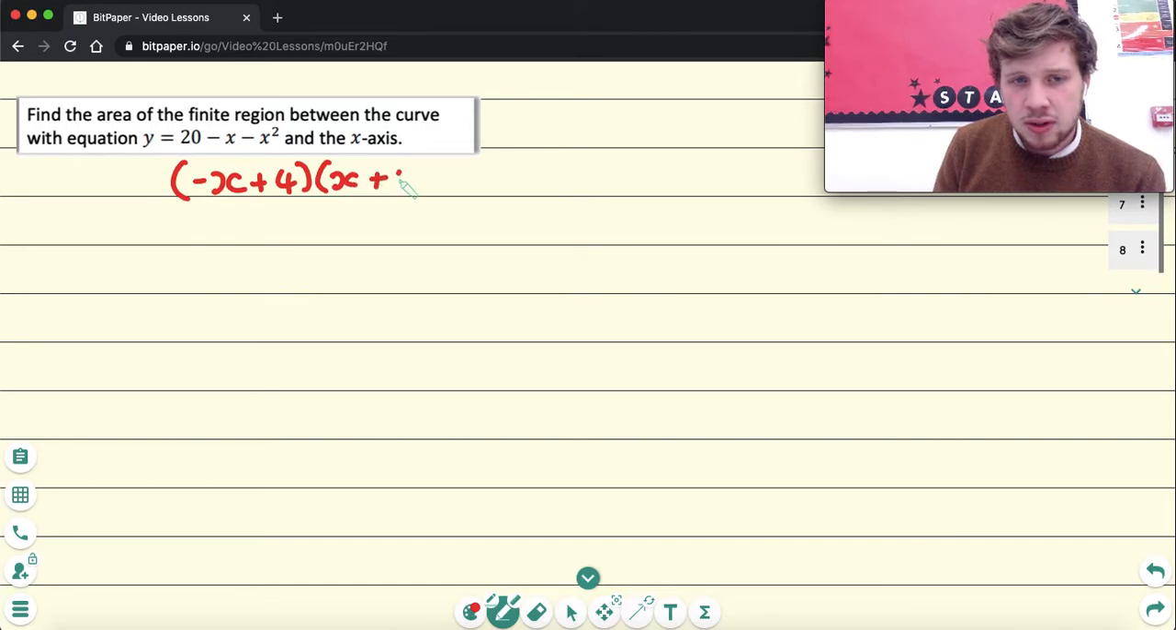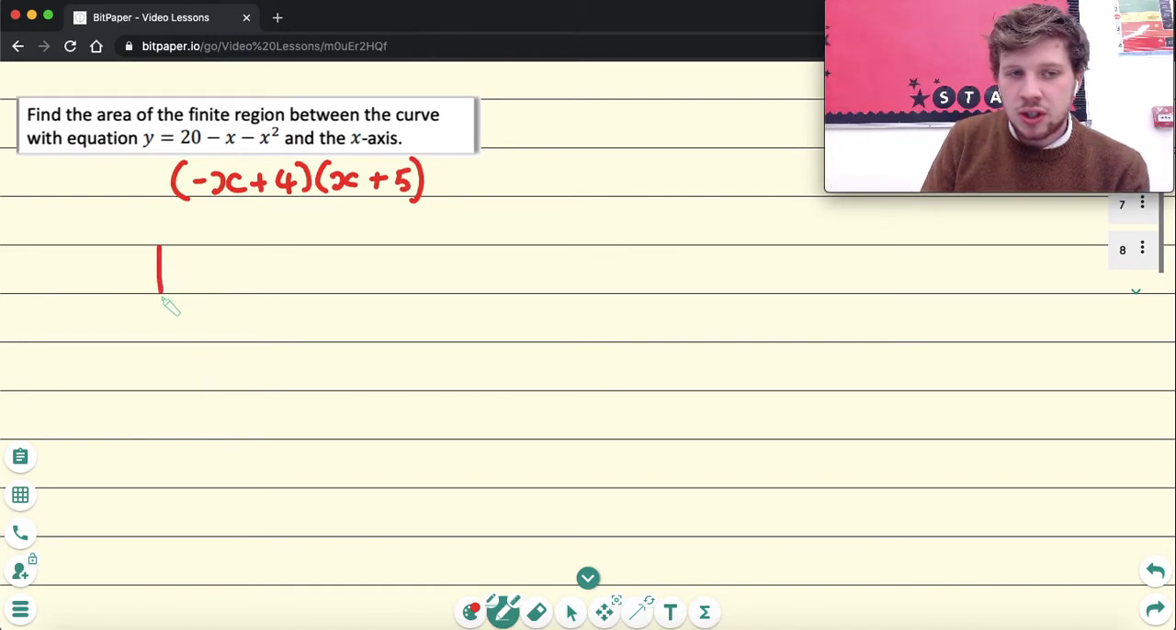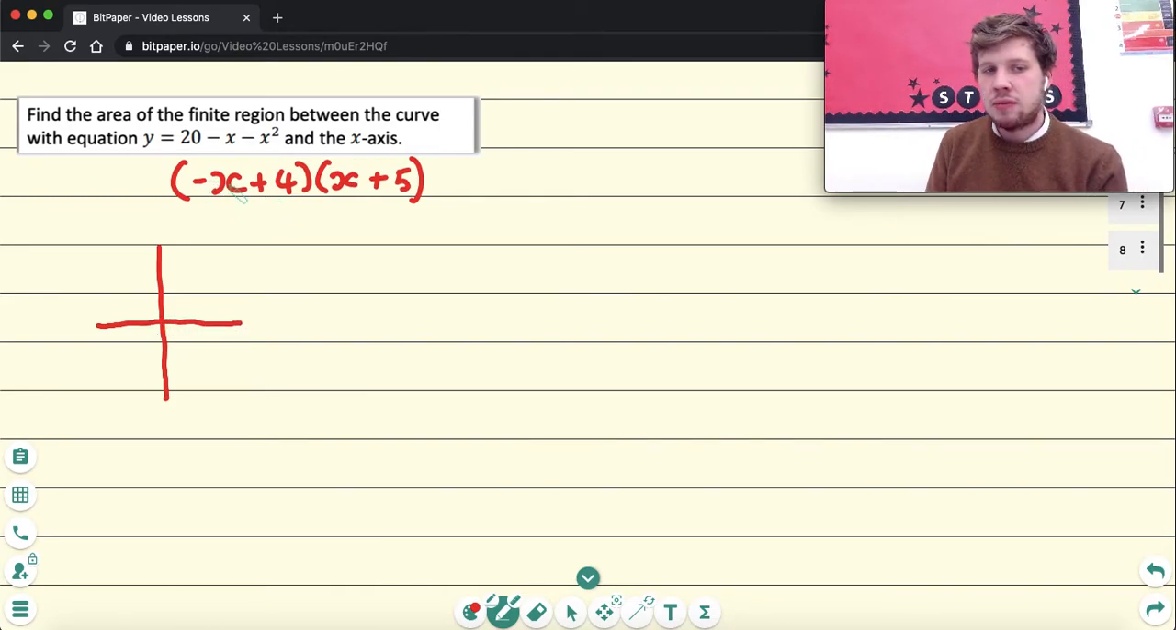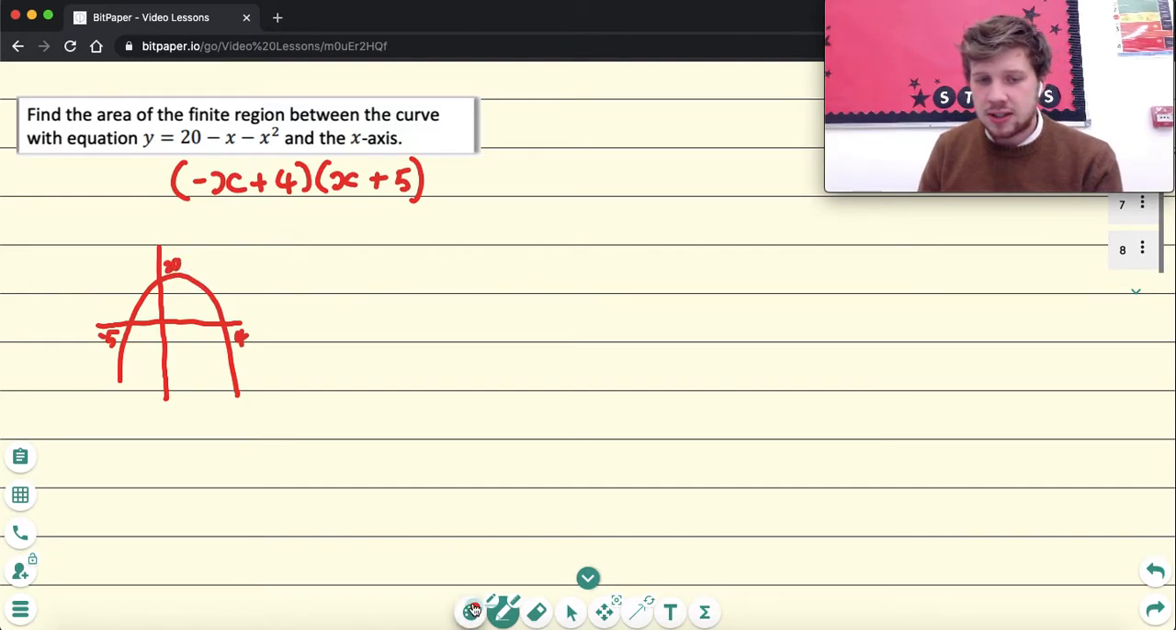x plus 5, and when I expand that, I would get the value of 20, subtract 5x plus 4x, subtract x squared. We should have correctly identified that this is a parabola, which is going to go through at positive 4 and negative 5, so it's going to look like this. Whereas this is 4 and this is negative 5, don't worry about the scale, but we need an appropriate sketch, and I want to find the area of a finite region, so that must be this region at the top. I know this is going through at 20, I don't need to write it on. So I'm going to try and find this finite region here.